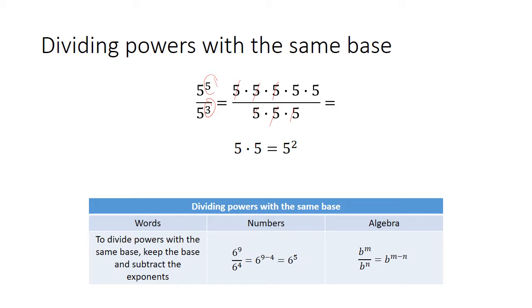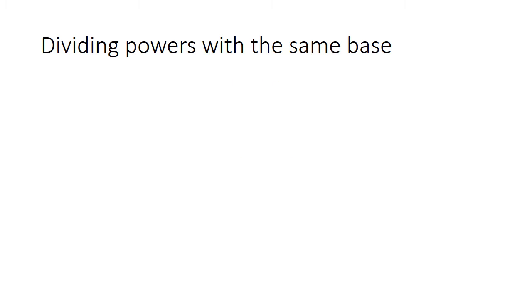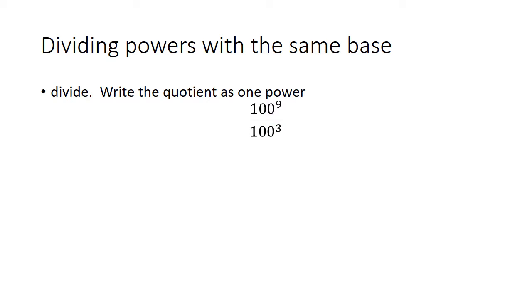So in the case of multiplying, we're going to add the exponents. In the case of dividing with the same base, that's important. Both of these have a base of 6. So we can do 9 minus 4 to give us 6 to the 5th power. All right, we're going to divide and we're going to write the quotient as 1 power, just like we did with the multiplying, only now we're dividing. So if we have 100 to the 9th divided by 100 to the 3rd, it's going to be 100 to the 9 minus 3. So it would be 100 to the 6th power.